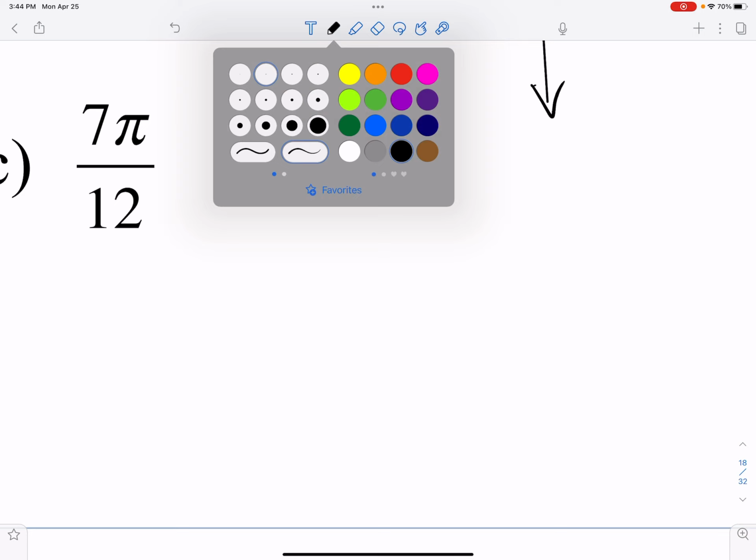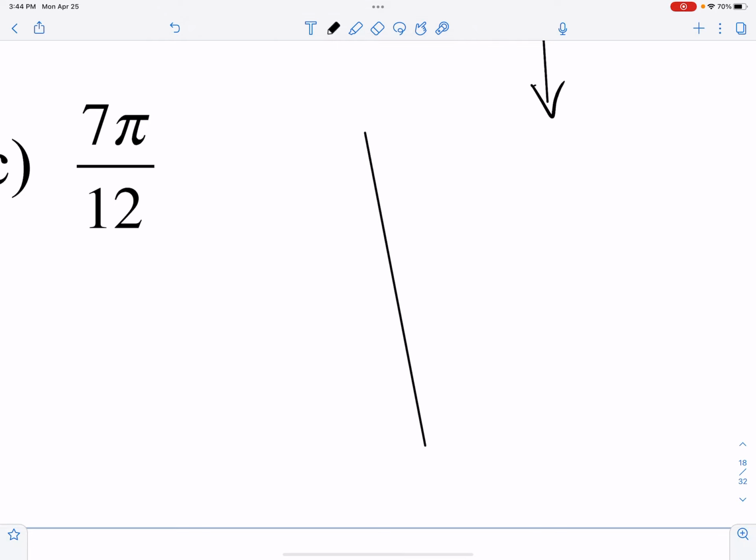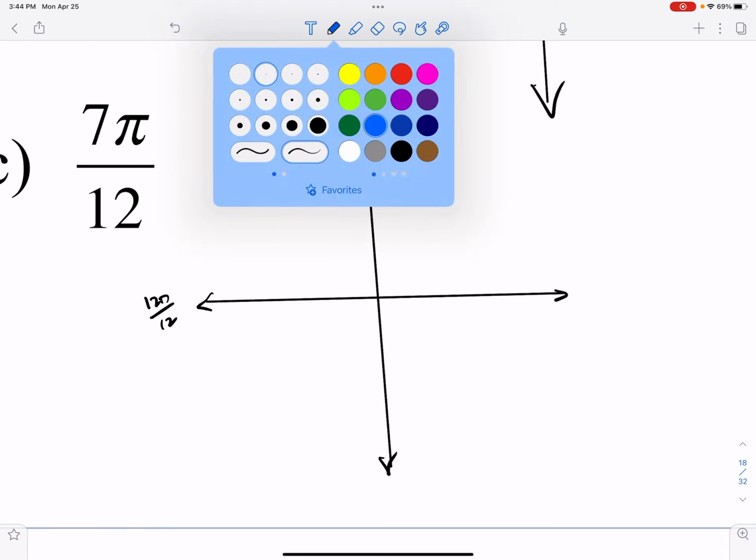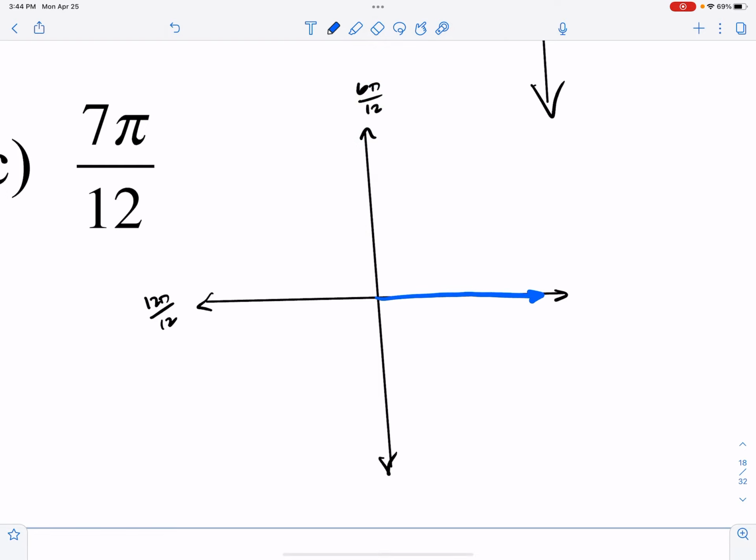Okay, 7 pi over 12 is not an angle that's on the unit circle, but we can figure out where it terminates. Now, pi over 2 can also be thought of as 6 pi over 12. And then pi can be thought of as 12 pi over 12. So 7 pi over 12 will start on the positive x-axis, rotate in the counterclockwise direction, and will end up terminating in quadrant 2.